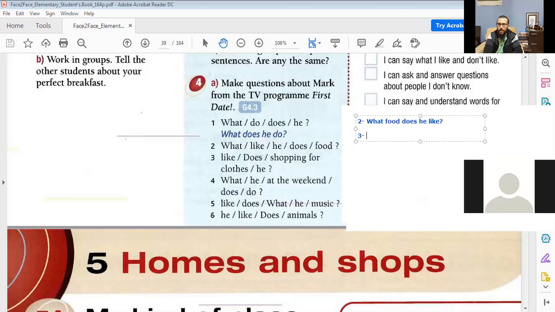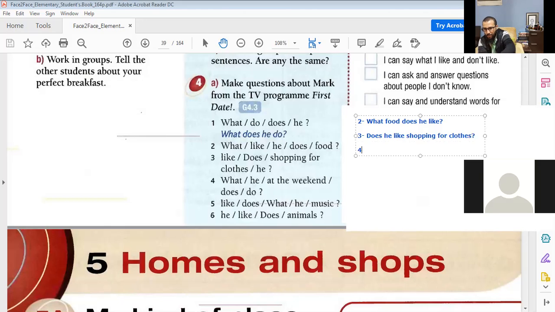So, Salsabil, what's the first word? The capital word, right? Does he like shopping for clothes? That's it. Does he like shopping for clothes? That's correct.